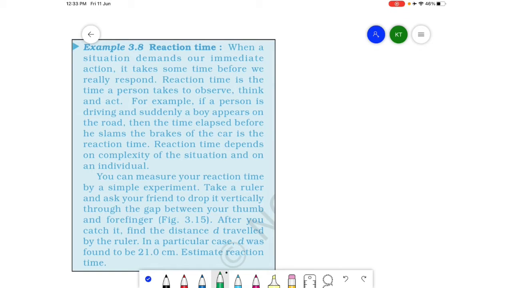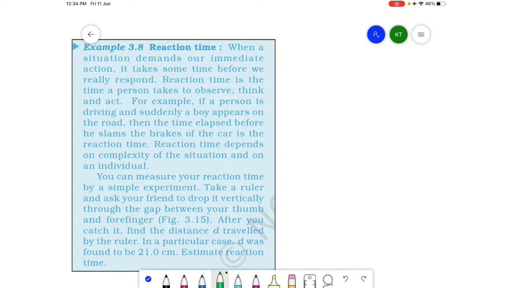Example 3.8. When a situation demands our immediate action, it takes some time before we really respond. Reaction time is the time a person takes to observe, think and act. For example, if a person is driving and suddenly a boy appears on the road, the time elapsed before he slams the brakes of the car is the reaction time. Reaction time depends on the complexity of the situation and on the individual.